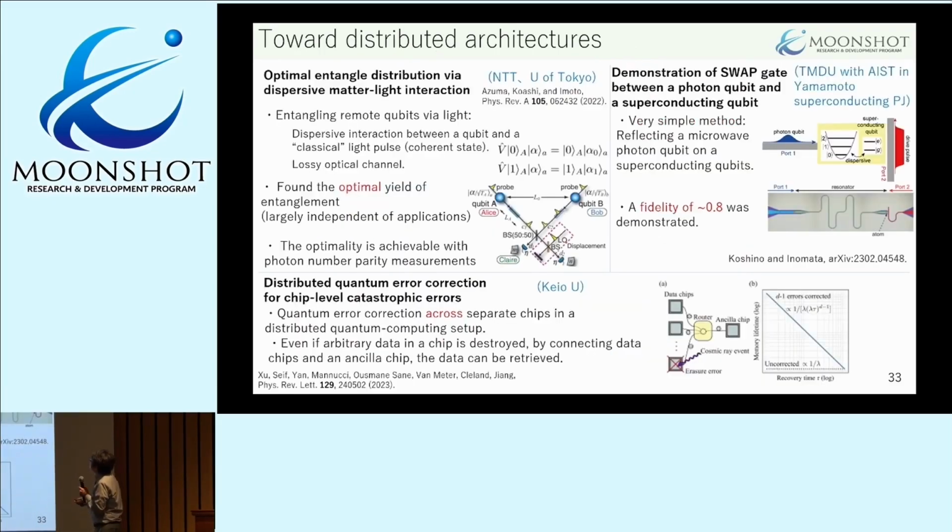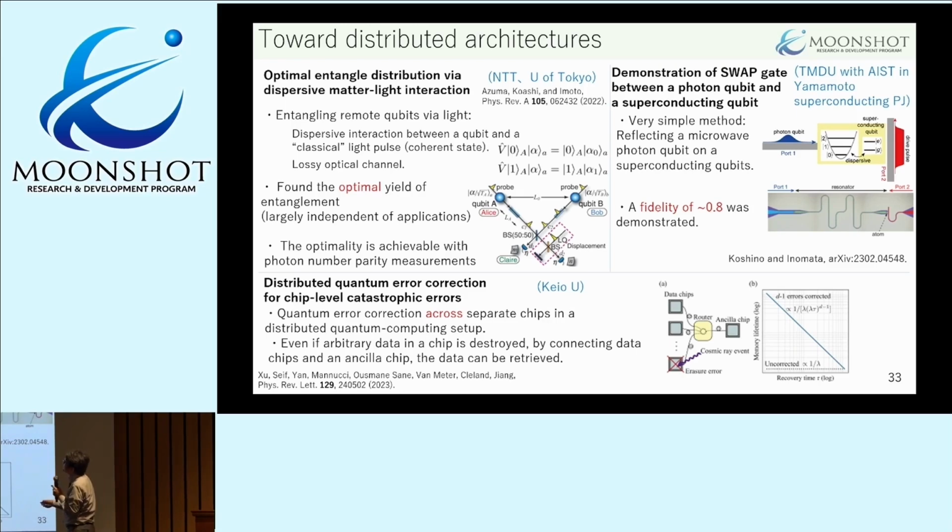Okay, so this slide is a collection of results related to distributed architectures. This here is an approach from the fundamental side. It's about distribution of entanglement to remote chips using light. So when you use a dispersive interaction between a matter qubit and a light pulse, then actually we can derive the optimal yield of entanglement. It's a fundamental limit. And that limit is also achievable with photon number counting.